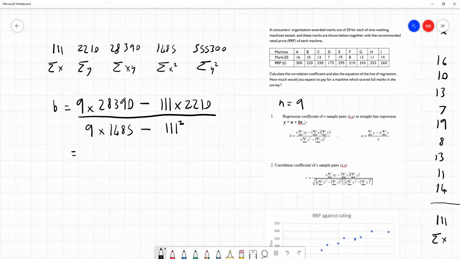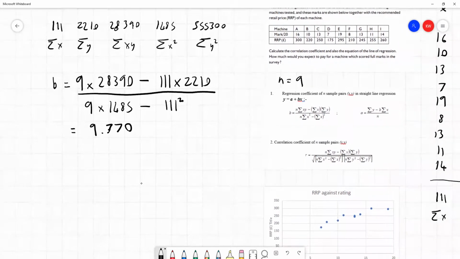Now, if we put all of this into our calculator and solve, the answer that we're going to come out with, I'll take it to 3 decimal places to ensure some accuracy for the next step, is 9.770. That is our value for B. Depending on how we do our calculation, we may get a slightly different answer for A in a second, but this is the answer for B to 3 decimal places.